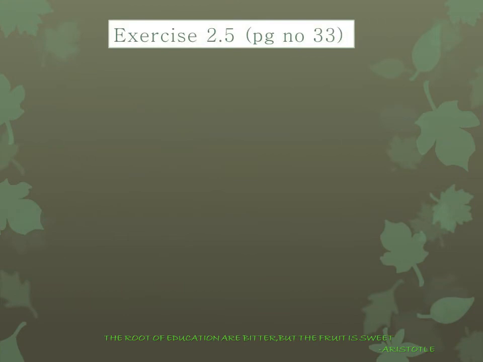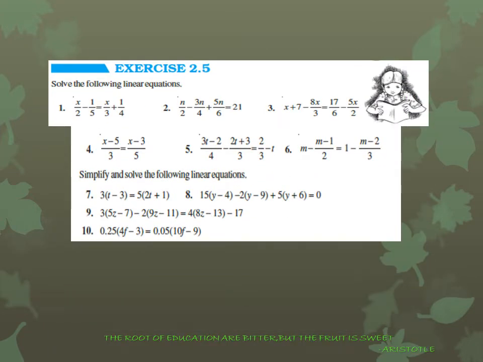Now, let us move to exercise 2.5 in the textbook, page number 33. In this exercise, 10 questions are included. Among these 10 questions, we can discuss 2 or 3 more questions. Question number 1. x/2 - 1/5 = x/3 + 1/4.